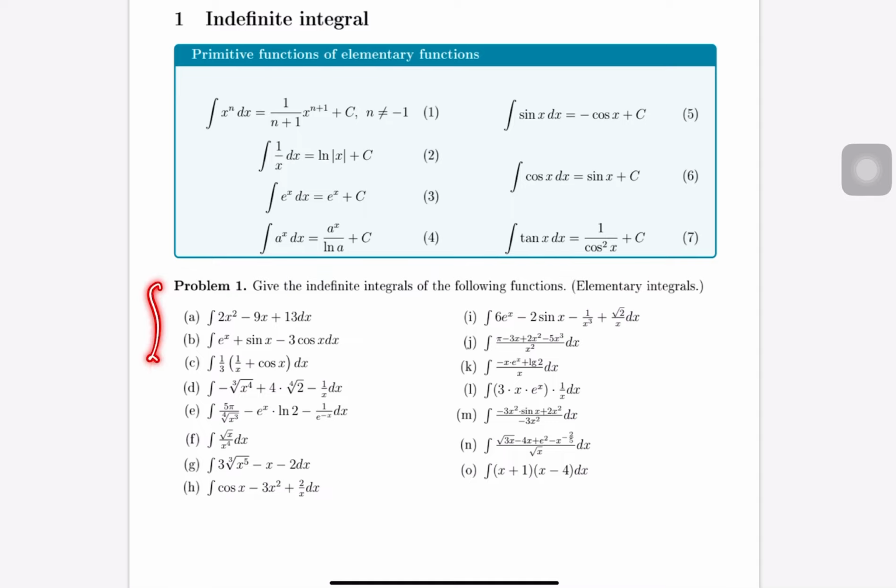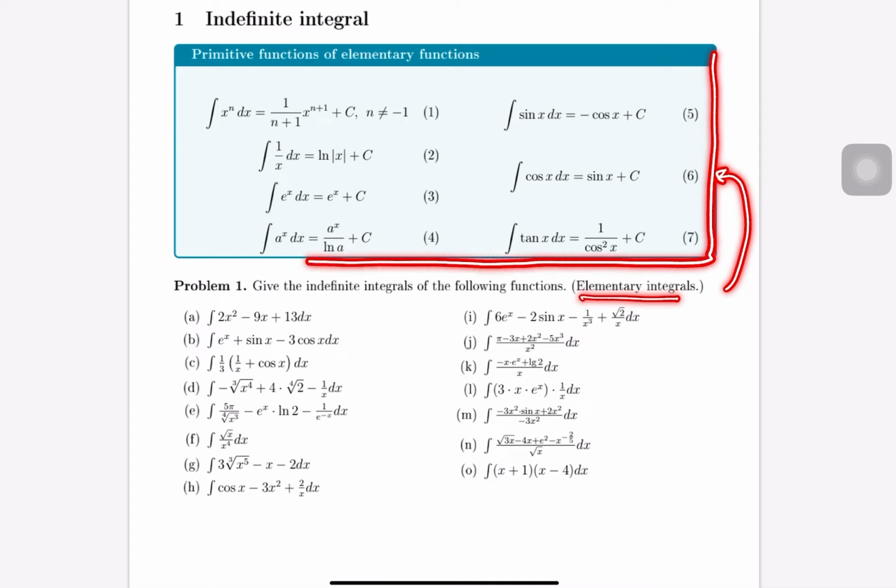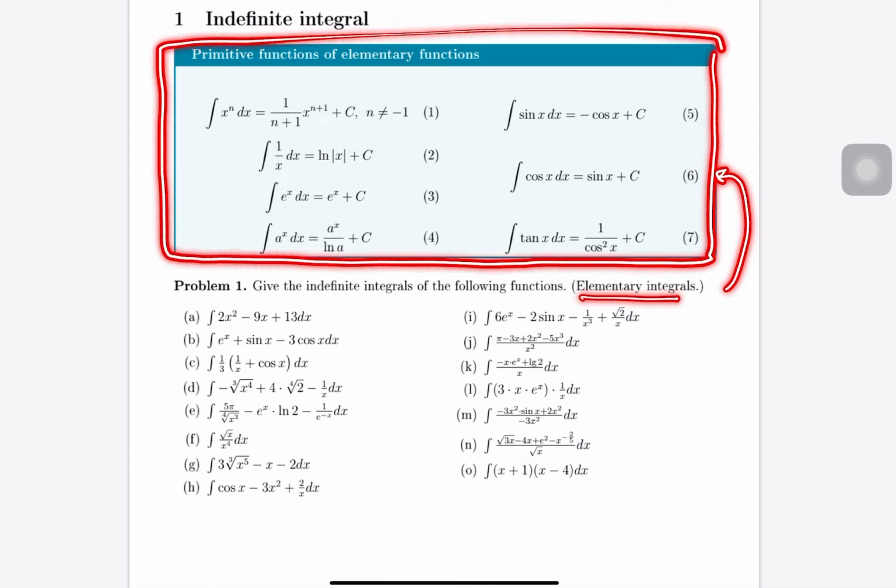Now we want to solve these questions. Okay, it's a lot. We use the elementary integrals with this formula. It is very, very important that we use this formula, okay?